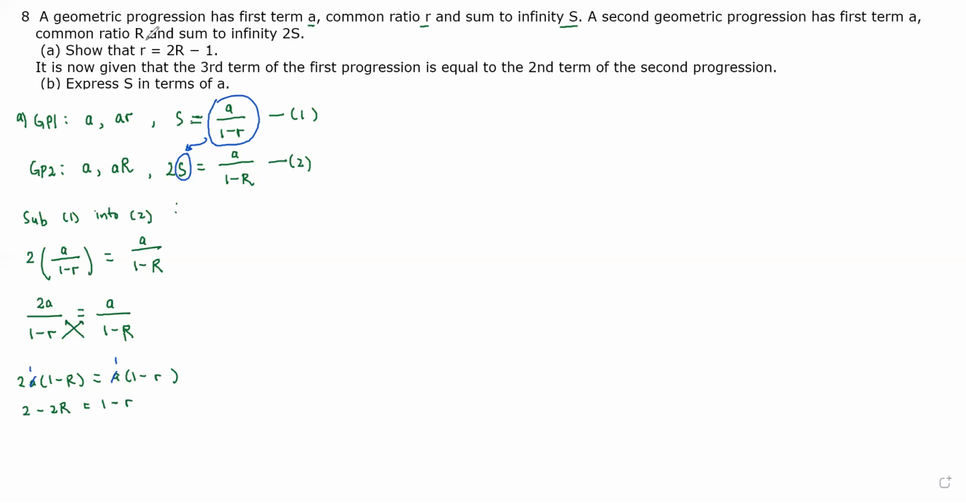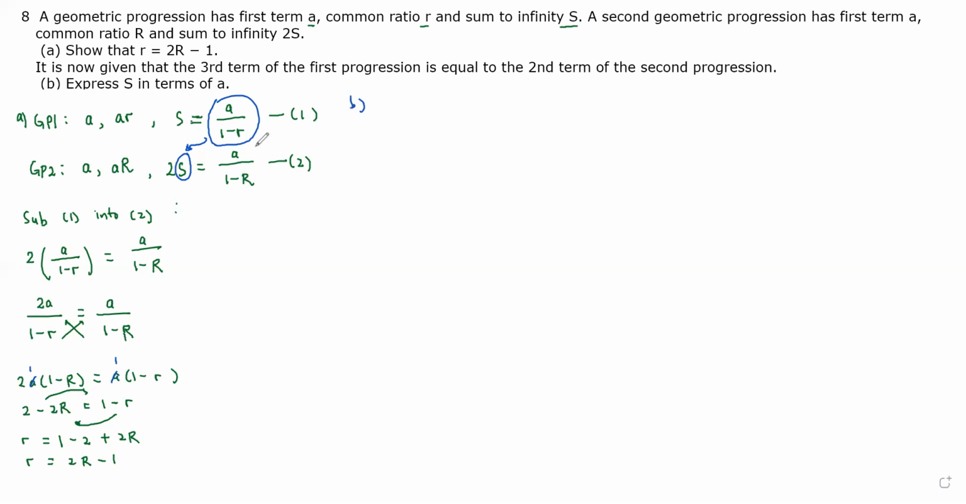We need to isolate little r. So we are going to rearrange this, move little r over, and everything else goes to the right. So little r is 1 minus 2 plus 2R, and we have little r equals 2R minus 1. This is what we are asked to show in part A.